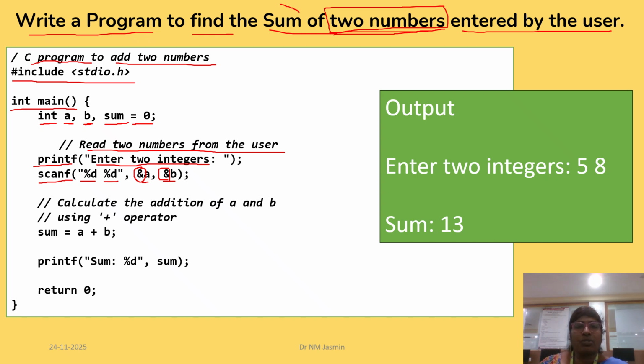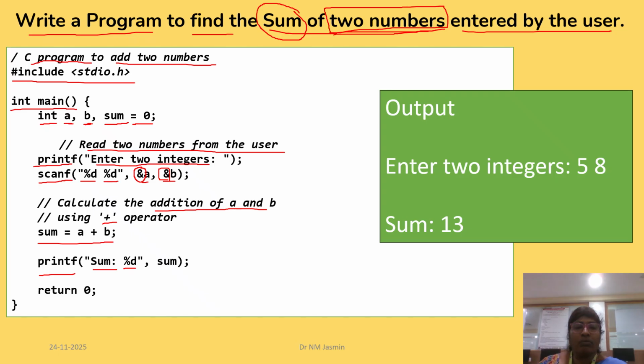Now, here in the question they have asked the sum of two numbers. Sum is the addition of A and B, and we are using the plus operator. The expression mathematically is sum is equal to A plus B. After that, it has to be printed on the console. For that, use the printf output function and have this in double quotes: sum is, and the output is also an integer.